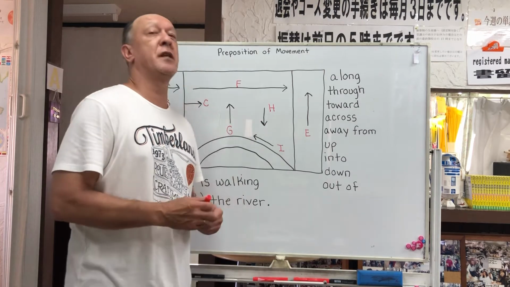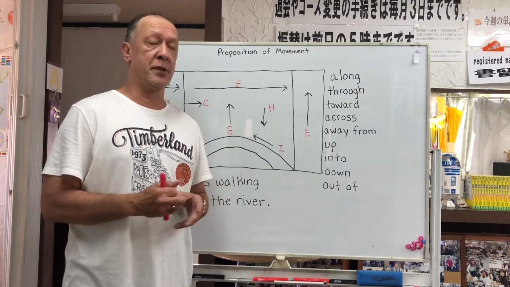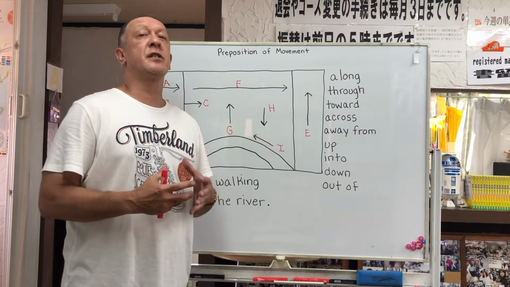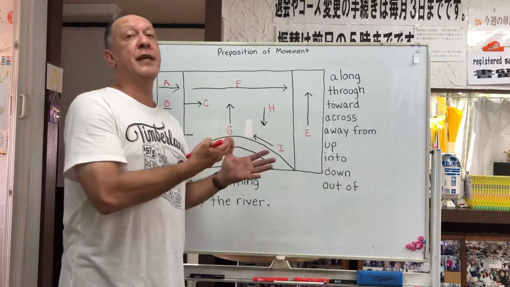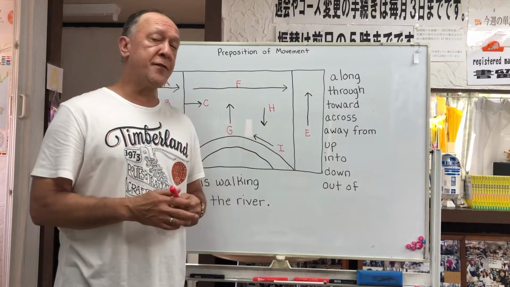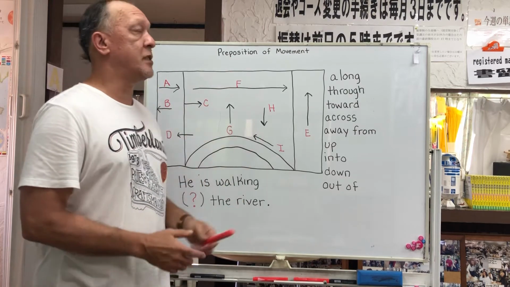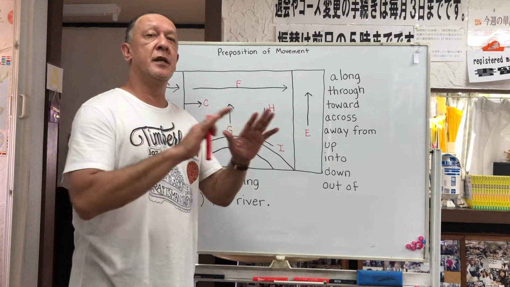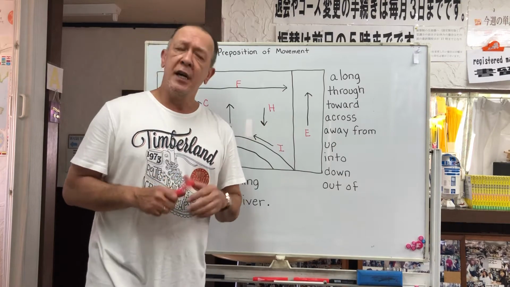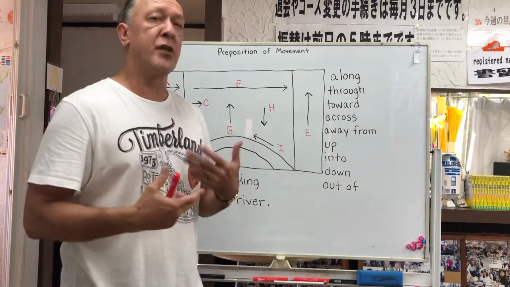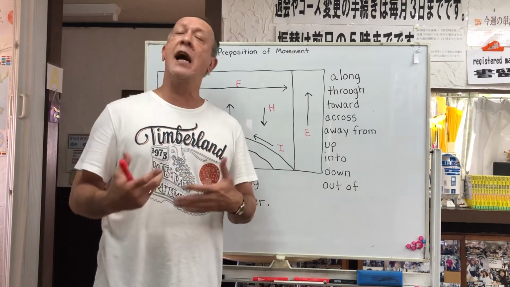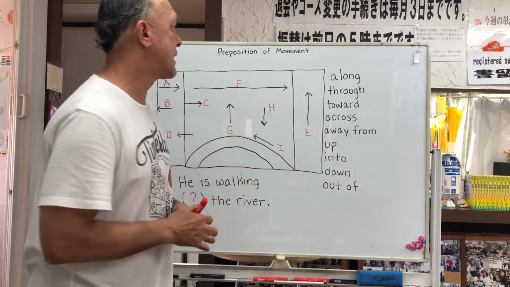Today, we're going to be learning a little bit about prepositions. Prepositions have often three different forms. Today's form will be prepositions of movement. The other two that are often learned are prepositions of time and prepositions of place.